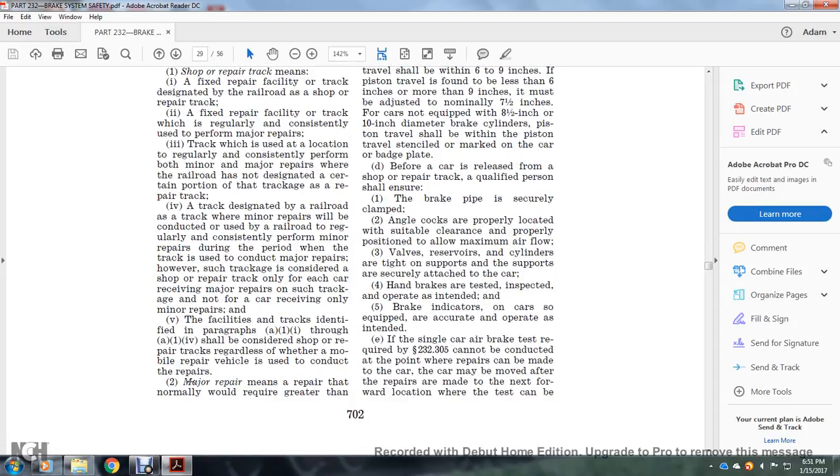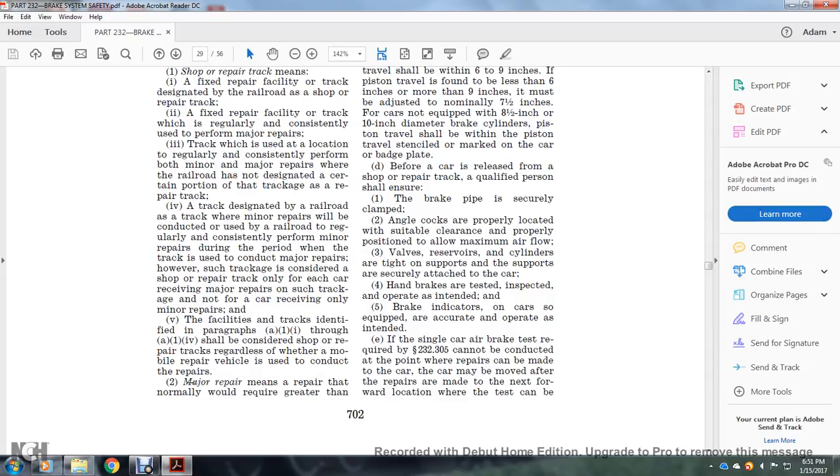4. A track designated by the railroad where minor repairs will be conducted, used by the railroad to regularly and consistently perform minor repairs, during the period when the track is used to conduct major repairs. However, such trackage is considered a shop or repair track only for each car that receives major repairs on such trackage, and not for a car receiving only minor repairs. The facilities or tracks identified in paragraphs A1 through A4 should be considered a shop or repair track regardless of whether a mobile repair vehicle is used to conduct the repairs.